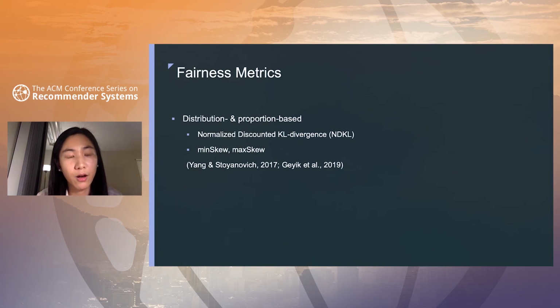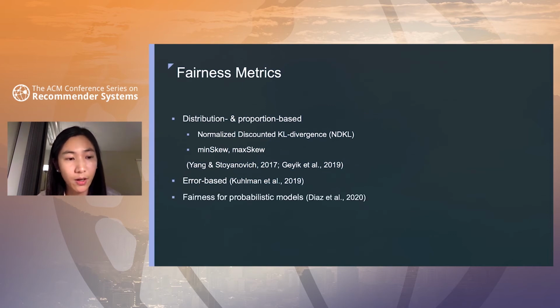So fairness metrics have been proposed from the perspective of the distribution and proportion. For instance, we can use the KL divergence or entropy-based measures to measure how biased the results are, just as a measure for the fairness on the other hand. We could also measure the mean skew and max skew, which also measures the degree of bias, and on the other hand, reflects the fairness. So there are also fairness metrics proposed based on the prediction error, or pairwise comparisons. And there are also metrics developed for the probabilistic models compared to the static models.